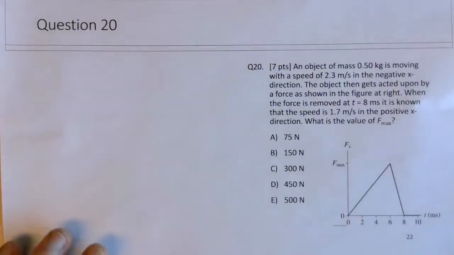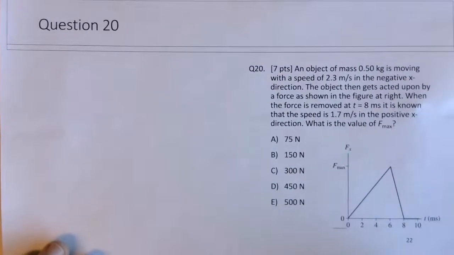So in question 20, final exam review, we have a description here. There's an object of mass 0.5 kilograms moving at a speed of 2.3 meters per second in a negative x direction, and then it's acted on by a force given by the graph here, and after the force is removed, it's moving at a speed of 1.7 meters per second in a positive x direction. What's the value of F max?